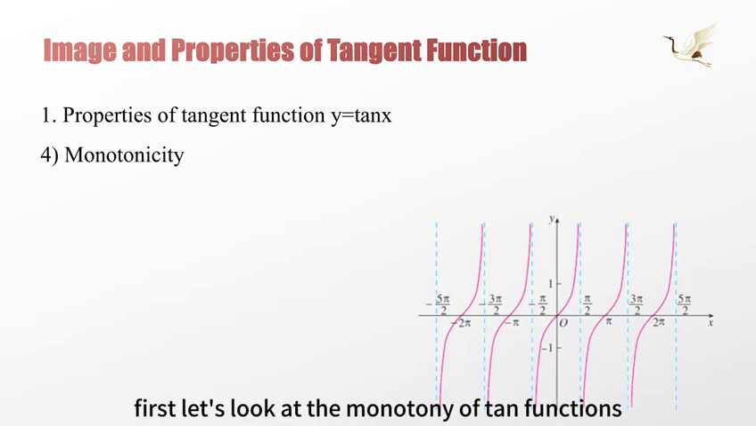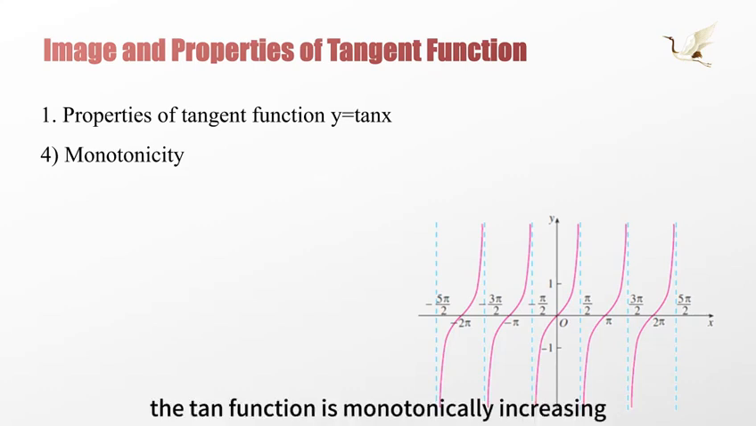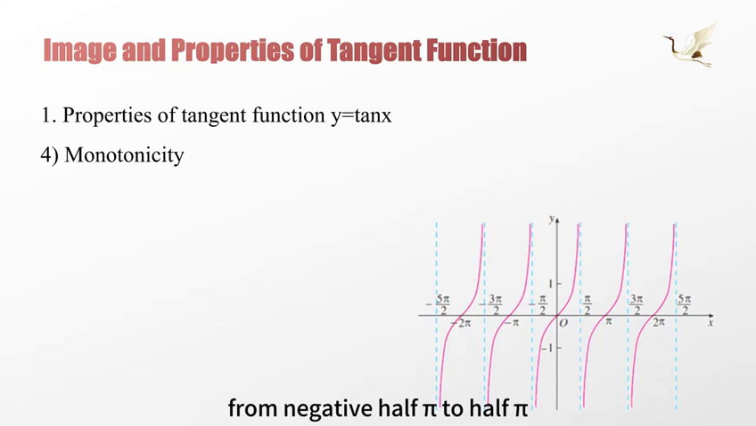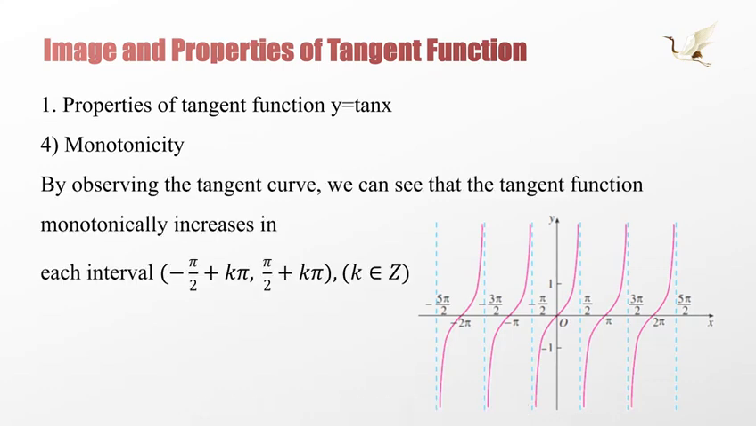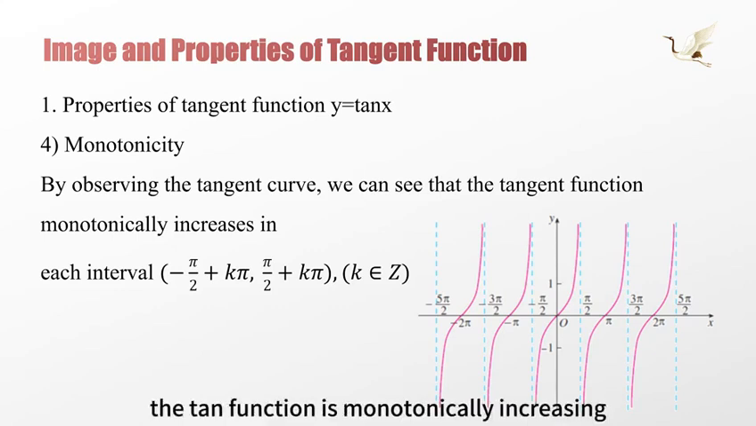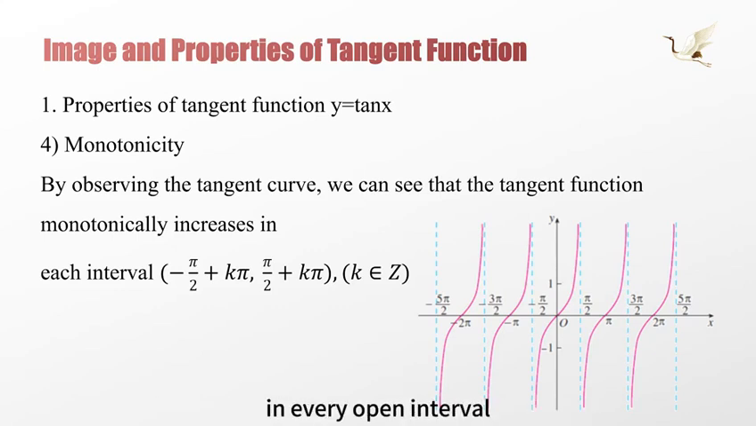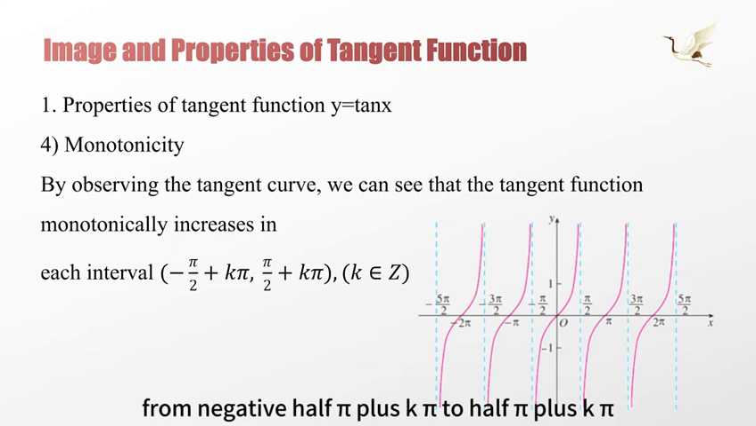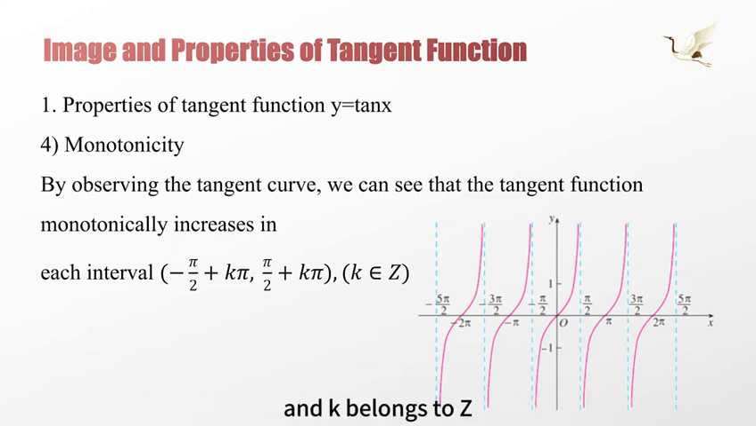First, let's look at the monotonicity of the tangent function. From the tangent image, we can know that the tangent function is monotonically increasing in the open interval from negative half pi to half pi. From the periodicity of the function, we can conclude that the tangent function is monotonically increasing in every open interval from negative half pi plus k pi to half pi plus k pi, where k belongs to Z.